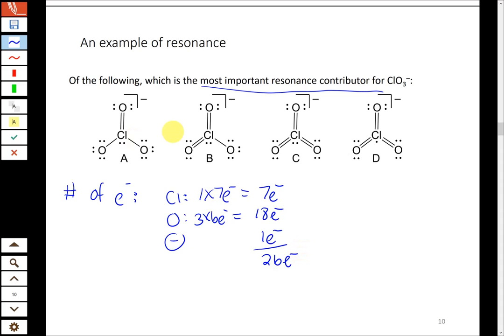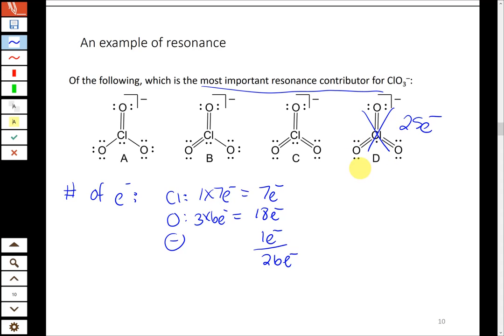If we look at these 4 possible resonance structures, and look closely at choice D, it has 24 from the oxygens and only 1 on the chlorine, for a total of 25. So this structure only has 25 valence electrons, so it cannot be a correct resonance structure for ClO3-. It has the wrong number of electrons. 8 for each oxygen is 24, and just 1 on the central atom as an individual non-bonding electron makes 25. So this one doesn't have the right number of electrons, so it's gone.